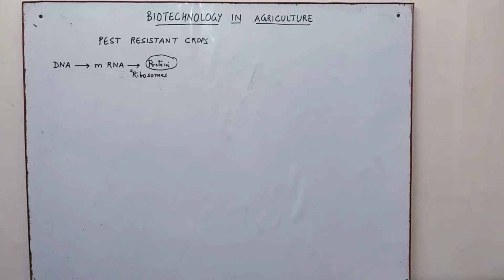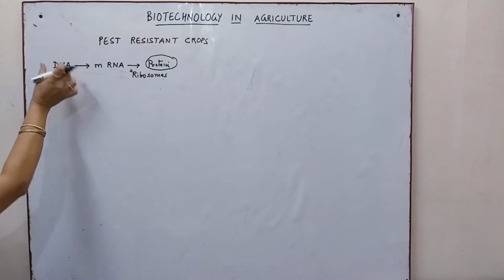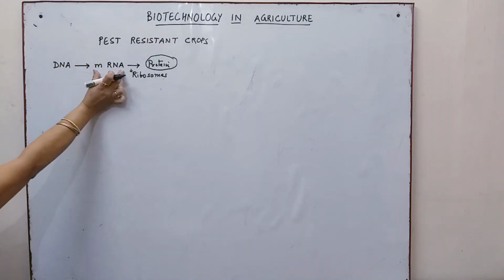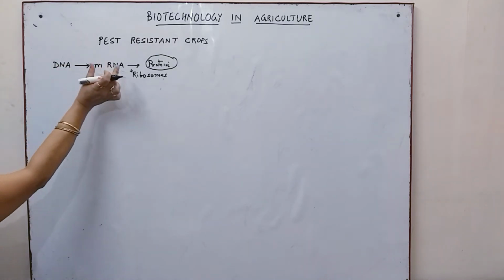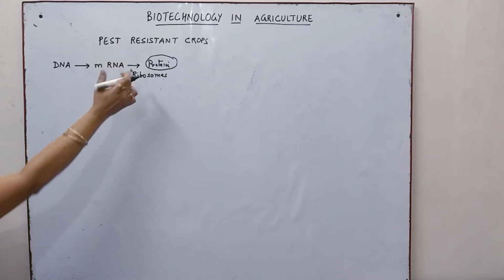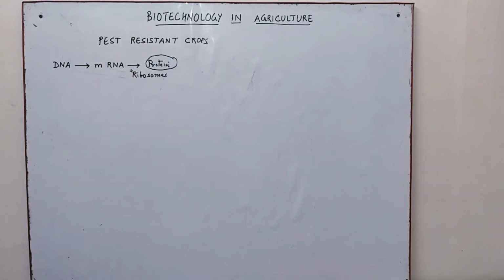Now here we are manipulating this DNA to silence, or to stop, the synthesis of a particular protein. Now how is this brought about? When we are talking of pest resistant crops, this technology has come as a savior, and it can be called genetic pesticide.